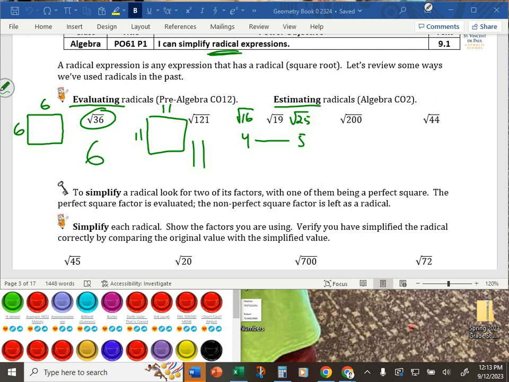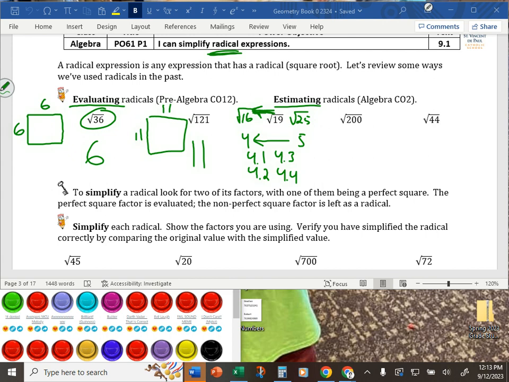Because it's 3 different rather than 6 different. Because it's closer to 16 than it is to 25. That means it will be closer to 4 than it is to 5. So for a good estimation, I would accept 4.1, 4.2, 4.3, even 4.4. I would not accept 4.5. It's clearly closer to 4 than it is to 5. But again, it's just an estimation.